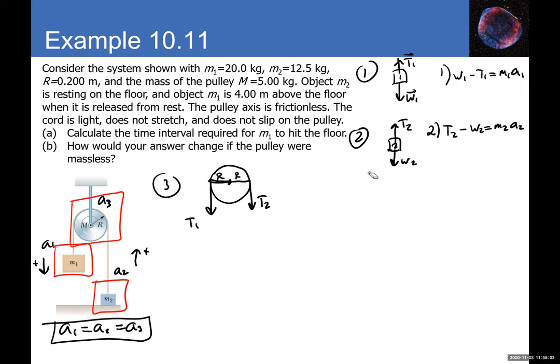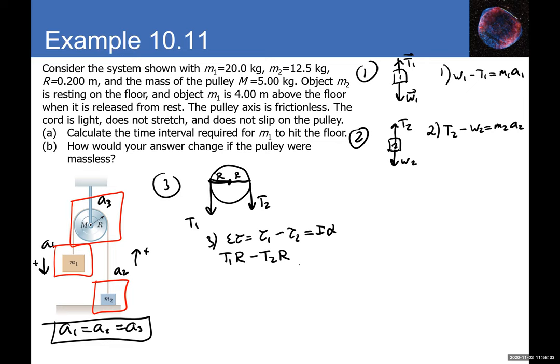Let me do it here, and then I will move it over. So here's equation three. Net torque equals torque one minus torque two, because torque one is going to be counterclockwise, torque two clockwise, and this equals I times alpha, because this is net torque. Now, what is torque one? Well, it's T1 times R. What is torque two? It's T2 times R.